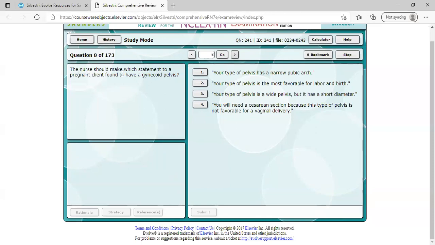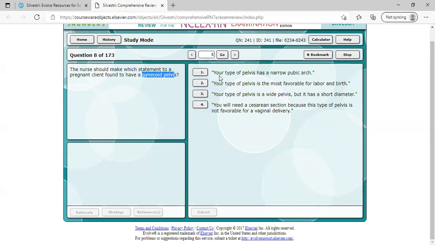The nurse should make which statement to a pregnant client found to have a gynecoid pelvis, right? So this question is asking about the size and shape of the pelvis. There are several types of female pelvis, right? So which statement applies to the pregnant client found to have a gynecoid pelvis?